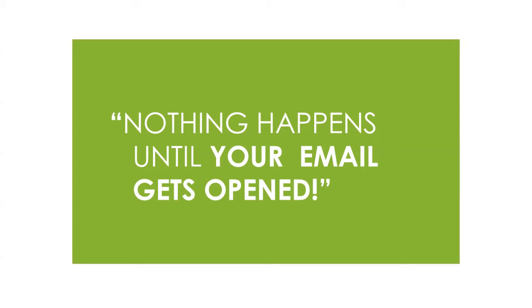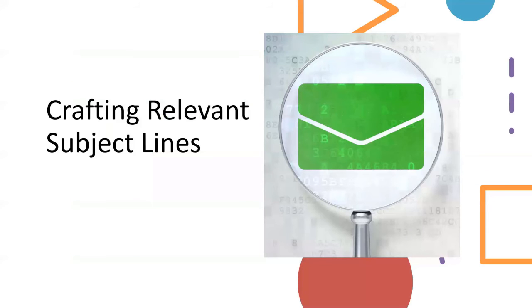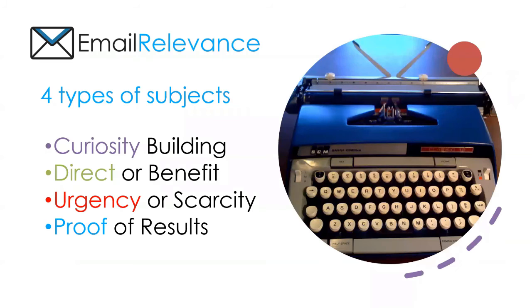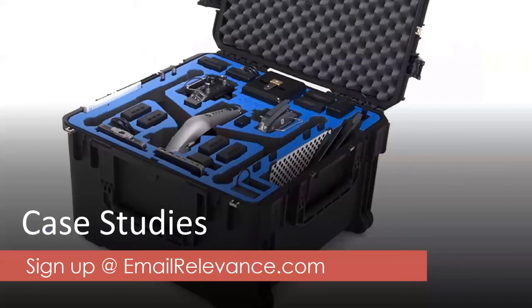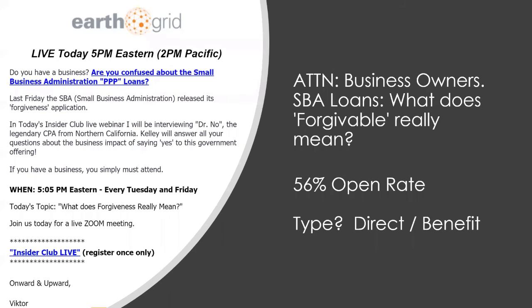So I'm just going to give you some closing quick tips on how to craft relevant subject lines. And we can go more deeply into this next week. There are four types of subjects. Curiosity building subjects, direct benefit subjects, urgency scarcity subjects, and proof of results subjects. Here are some case studies from my list, not necessarily, these are not even in Peter's list, okay? This is an email I sent on Monday: Attention business owners, SBA loans, what does forgivable really mean? That is a direct benefit subject line, had a 56% open rate.